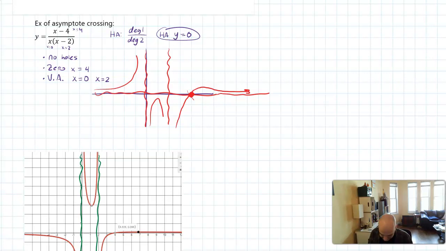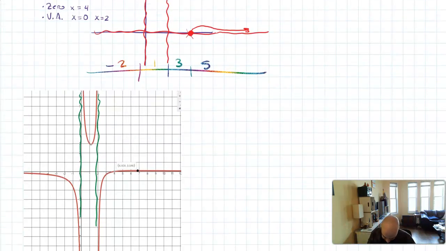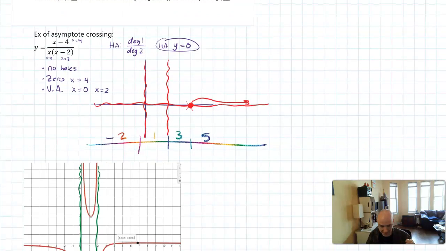If we were trying to graph this, finish this off by hand, all you would do is make your sort of in-out table, plug in some test values, plug in -2, plug in 1, plug in 3 and plug in 5, and see where the graph is, and then connect the dots, and it would all work out. So you can cross an asymptote.